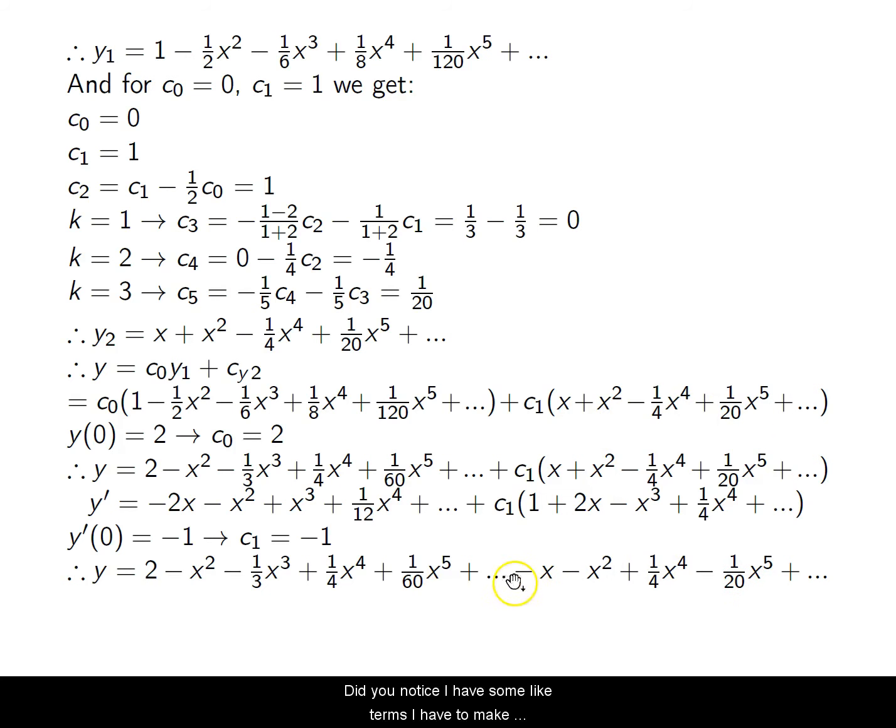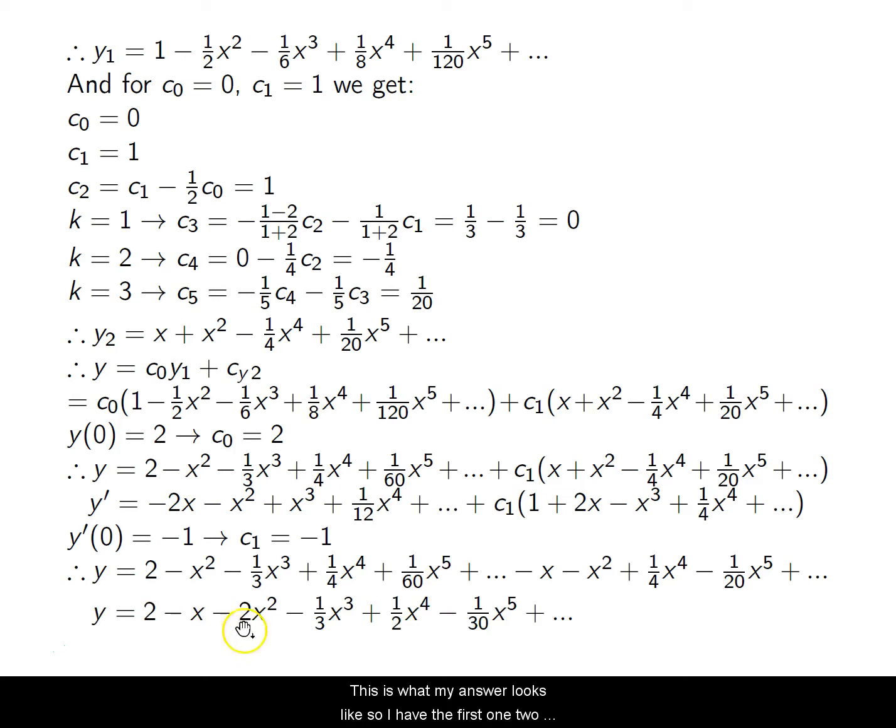And if you notice, I have some like terms. I have some x squares to combine. No x cubes, but I have some x to the fourth that I combine. And I have some similar x to the fifths. So when I combine my like terms from what I have, this is what my answer looks like. So I have the first 1, 2, 3, 4, 5, 6 first 6 terms of my series.